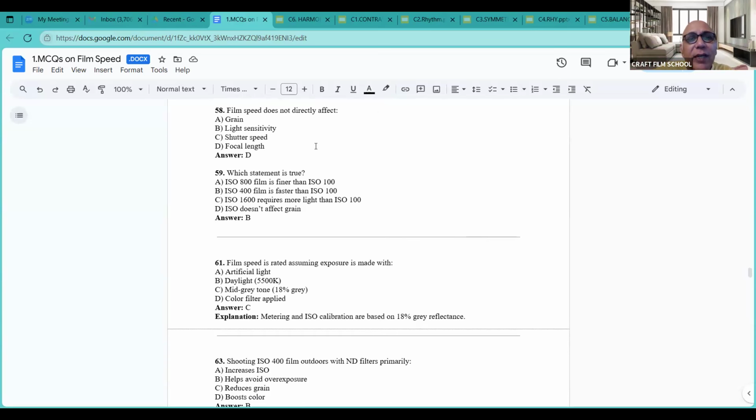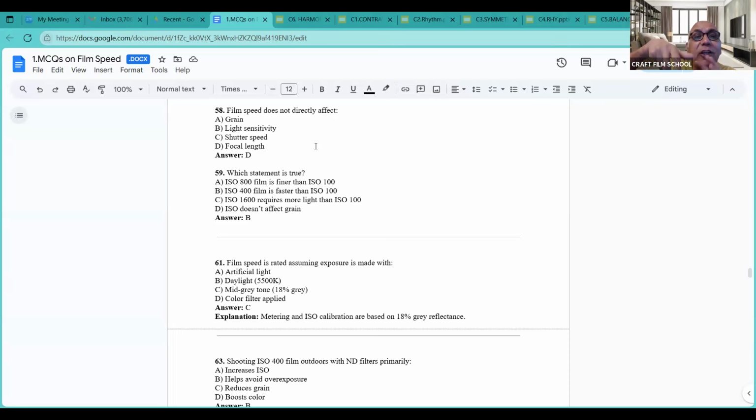Film speed does not directly affect grain? It does: more sensitive film, more grainy. Light sensitivity, yes, it is all about light sensitivity. Shutter speed, it has nothing to do with that. Focal length. Now, try to understand this question. Film speed does not directly affect focal length. It affects graininess, it affects sensitivity, it affects shutter speed.